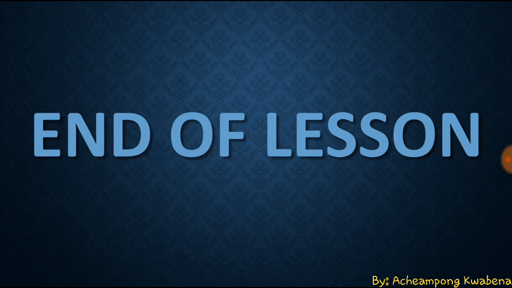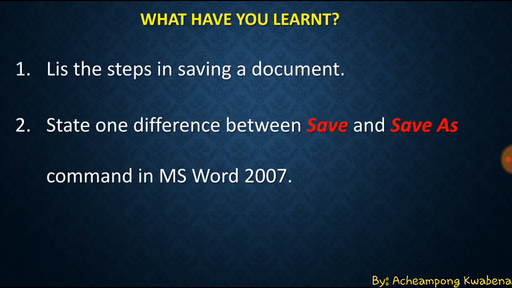We will end our lesson here and continue next week. But before that, you will do this exercise and submit on your website. So the first question is, list the steps in saving a document. There's an error here, so you check it well. List, L-I-S-T. So you list the steps in saving a document on a computer. Then two, you state one difference between the Save and Save As commands in MS Word 2007.